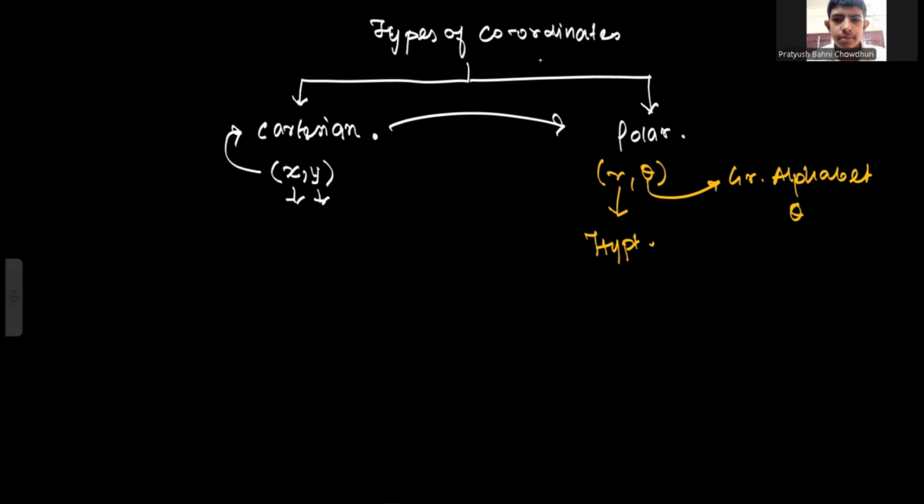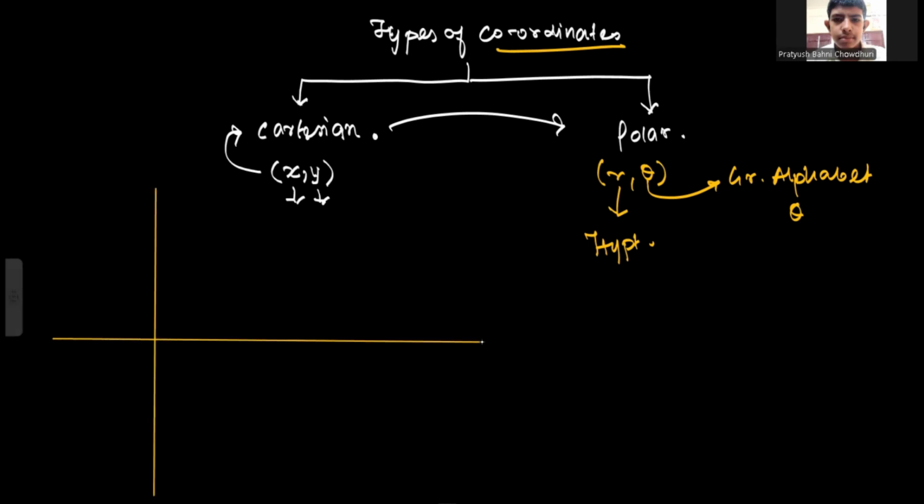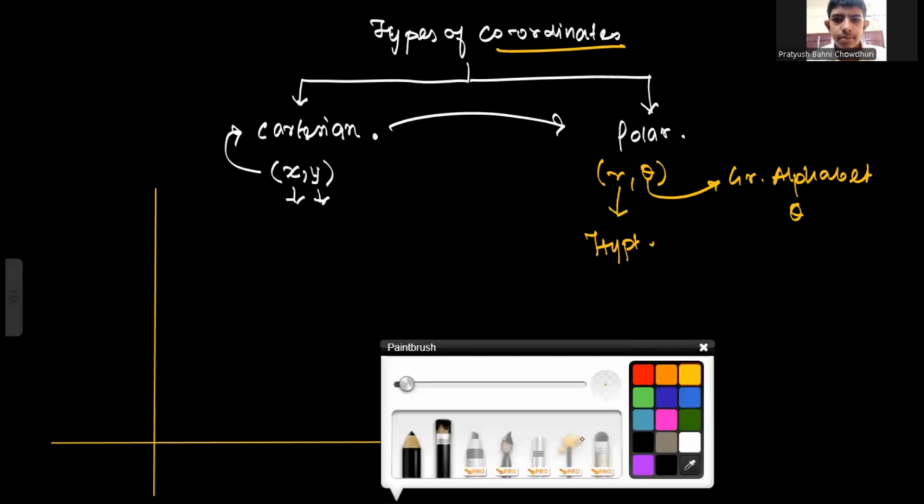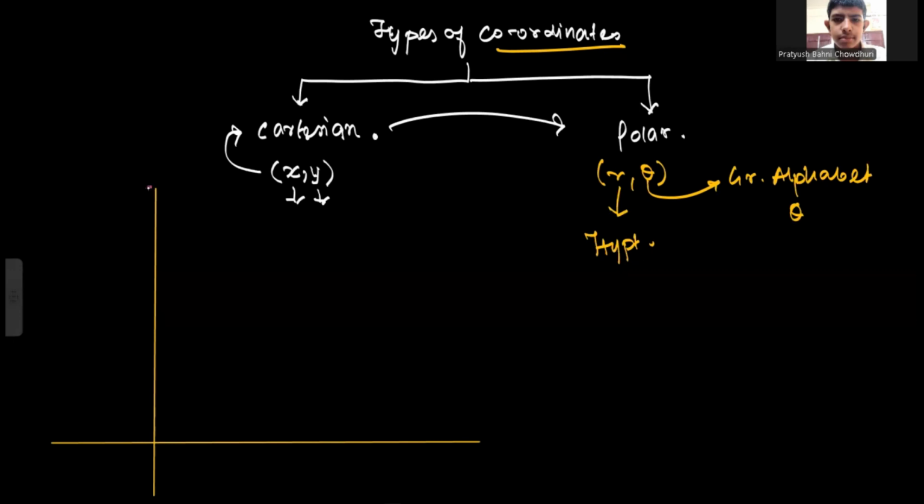How did the hypotenuse come into coordinate geometry? We'll just see. Before that, let us draw a graph. This is y and this is x. Now suppose we take a point P here. It is x1 comma y1.